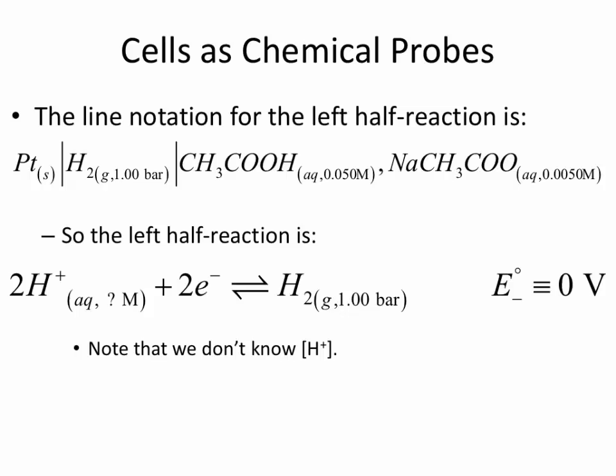And that means that our left half reaction looks something like this, where we have our hydrogen ions at some unspecified concentration, gaining electrons to give us hydrogen gas, which we know the concentration of. We know the fugacity there is 1 bar. And remember that E0 minus here is going to be 0 volts because we've defined it that way, because this electrode here is the standard hydrogen electrode. But we don't know our hydrogen ion concentration.